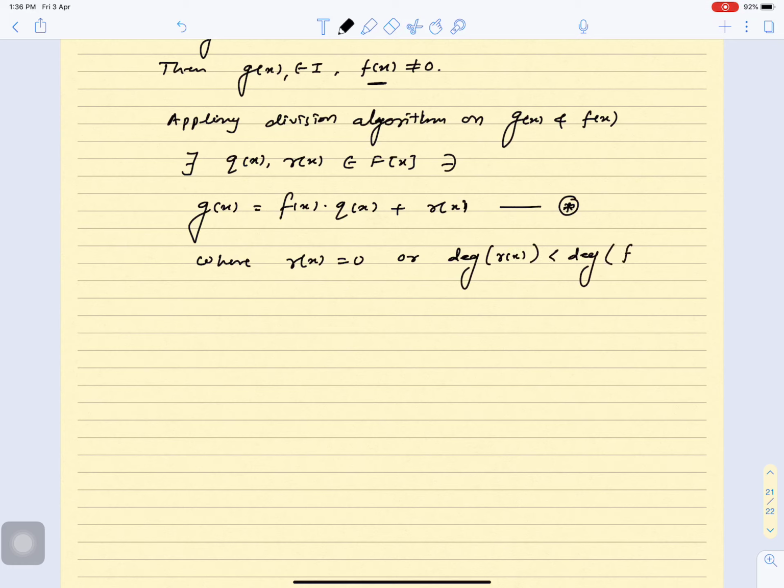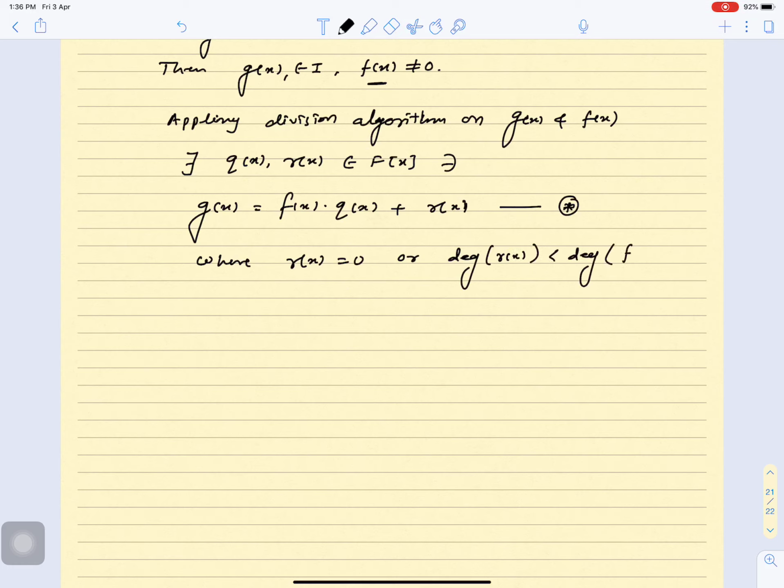So in any case, I will be what? I will be an ideal of F[x]. If I is an ideal of F[x], then I is generated by a single polynomial. So there, mark this observation, mark this thing.